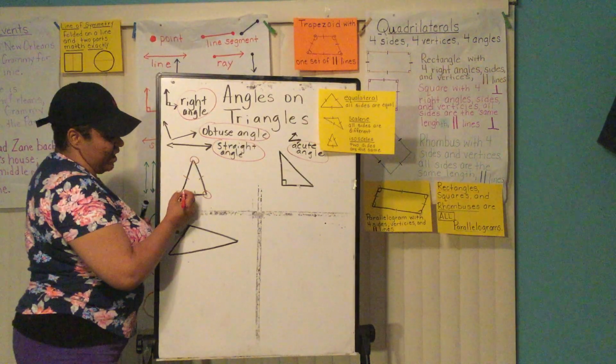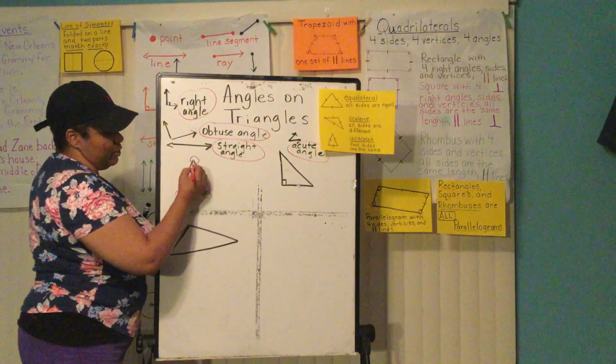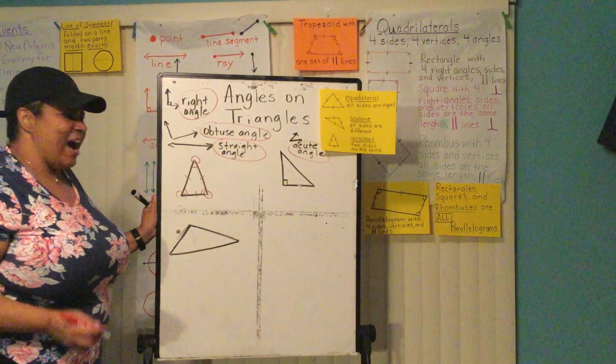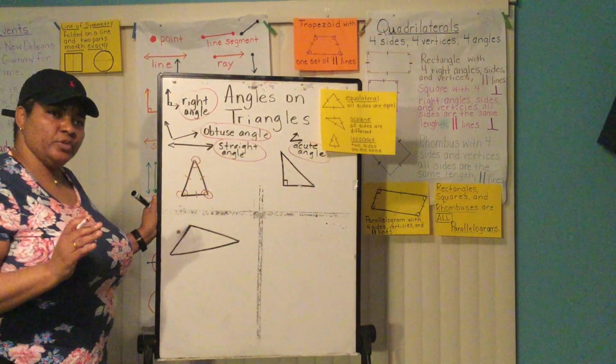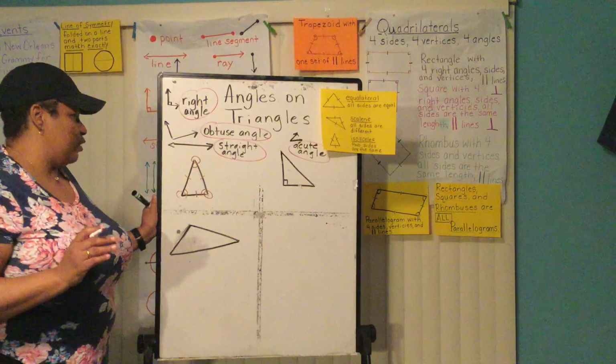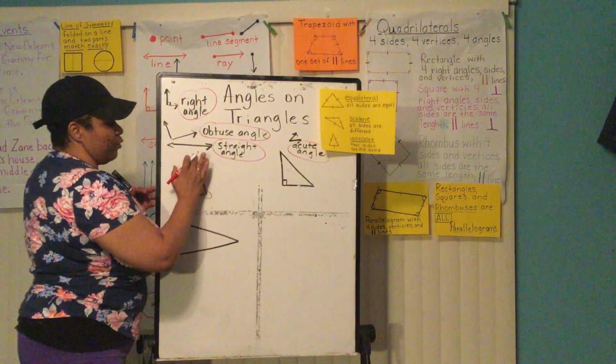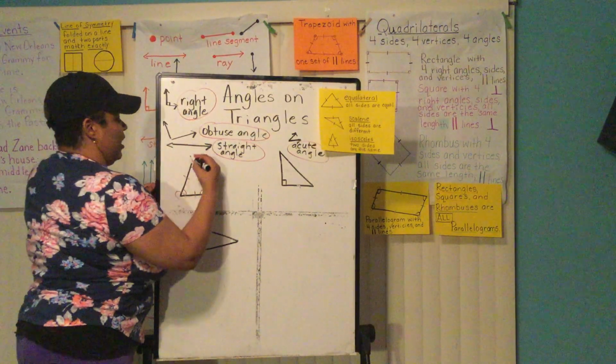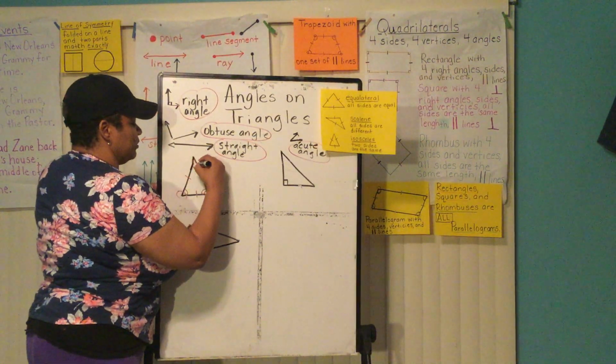Oh, and I have angle 1, angle 2, angle 3. Now, I want to look at these angles. I want to look at these angles very carefully. So I'm going to erase my vertex right there. And I want to look at these angles.